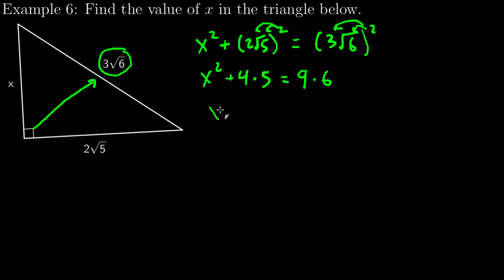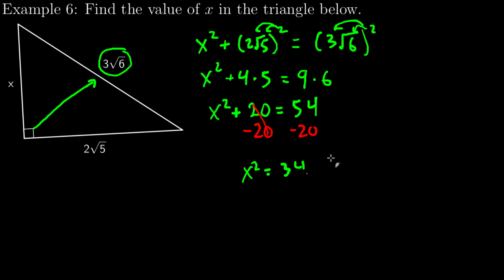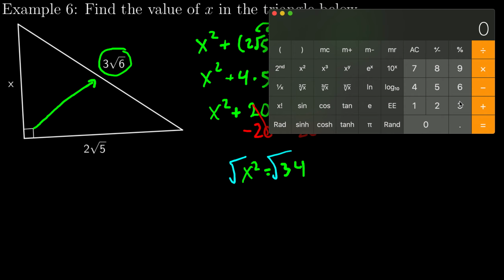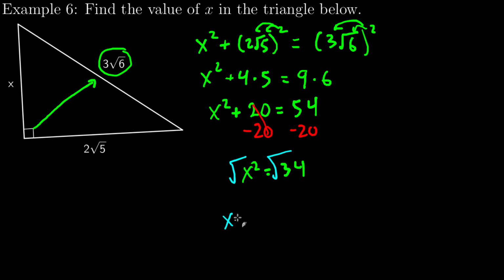Now do some multiplication, so I get x squared plus 20 equals 54. Subtract the 20 from both sides, and I will get x squared equals 34. To get rid of the squared, I'll take square roots of both sides. So let's take the square root of 34. I get approximately 5.831. So x is approximately 5.831.